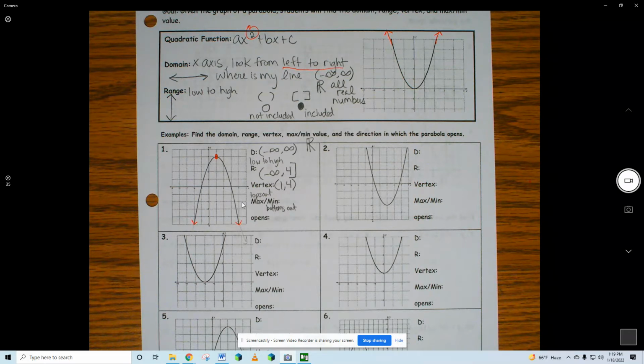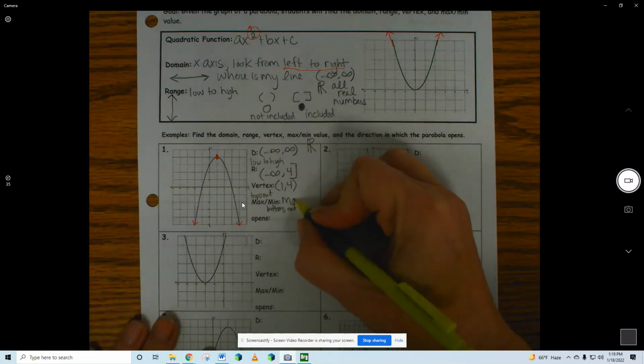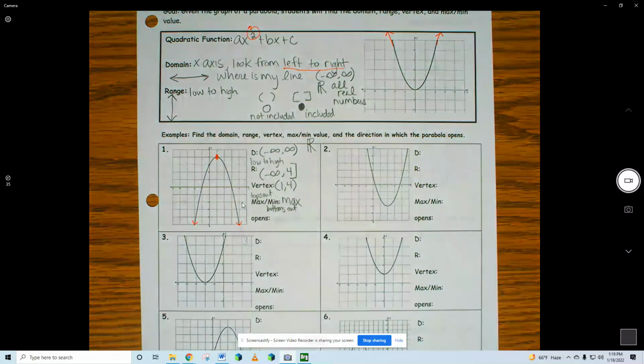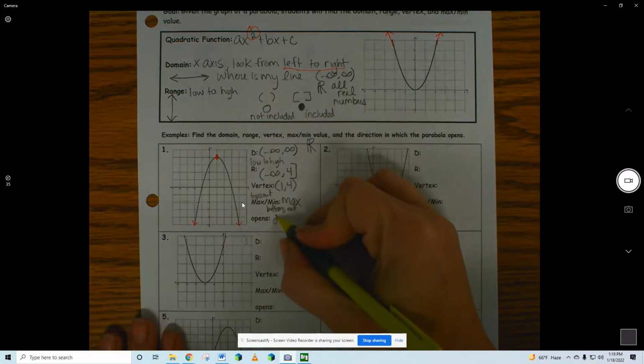So I'm going to say, is it a max or a min? It's maximum. So your answer, you're going to write the word max. Maximum, whatever you want for abbreviation is fine. Does this open up or down? Does the parabola open up or down? Down. Opens down.